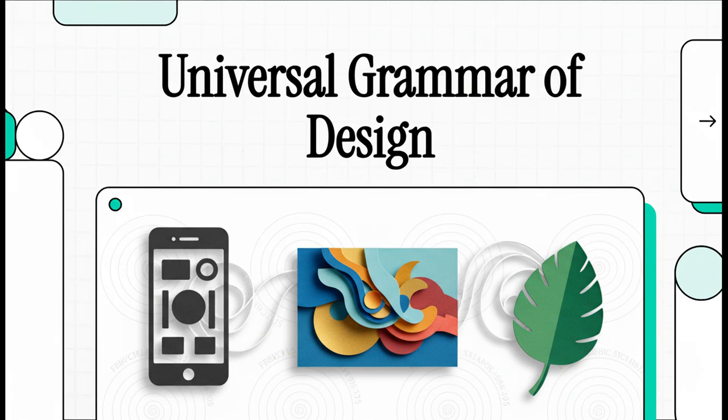You ever just look at something, an app, a painting, maybe even just a leaf, and think, wow, that just works? Well, it's not an accident. There's this hidden language at play, a kind of universal grammar that our eyes just seem to get. And today, we're going to learn how to speak it.